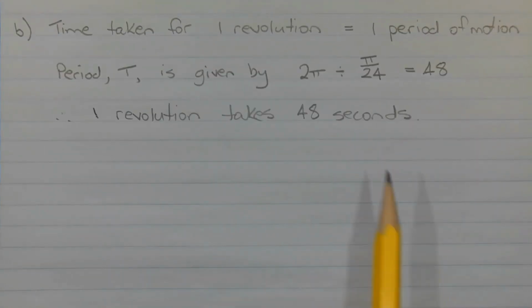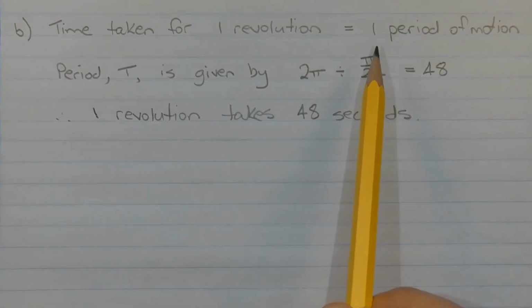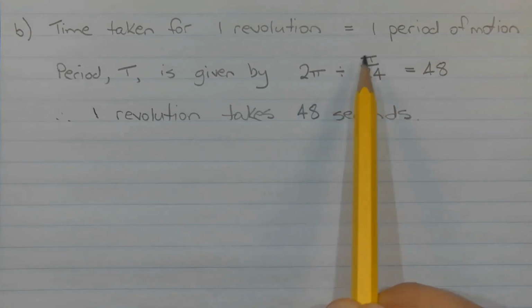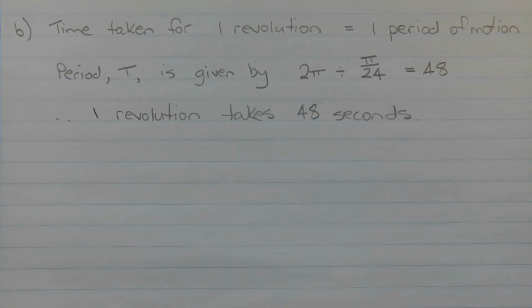So to find the period, we take 2 pi, we divide that by pi over 24. The 2 pi's will cancel, we multiply the 2 and the 24 together, and we get 48. Therefore, one revolution takes 48 seconds.